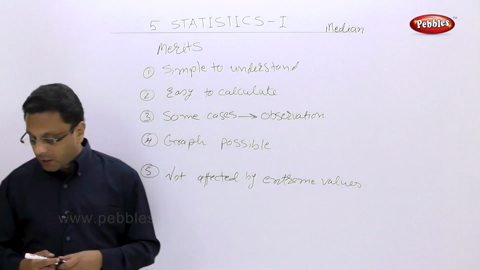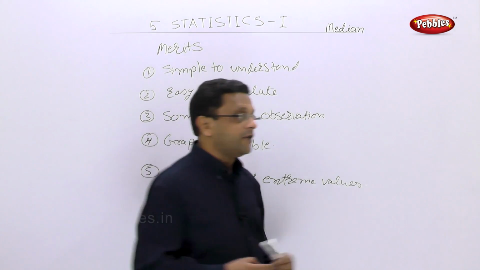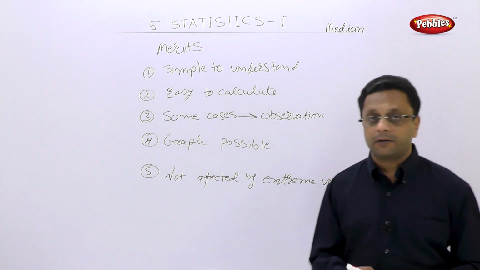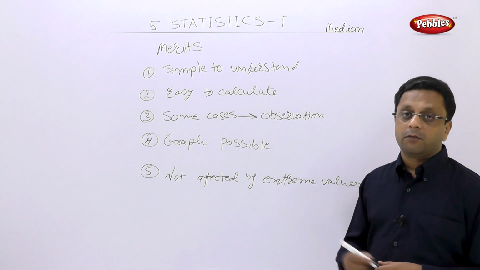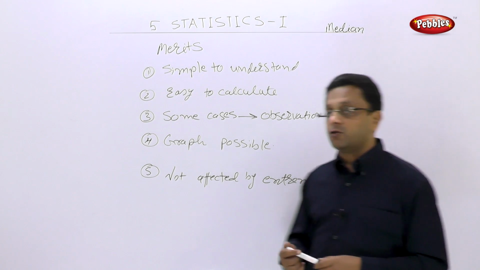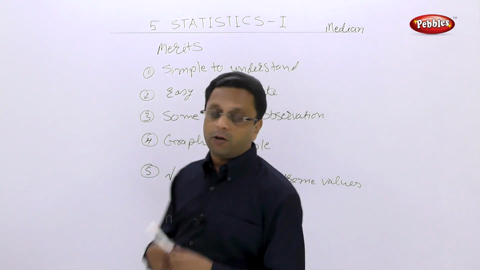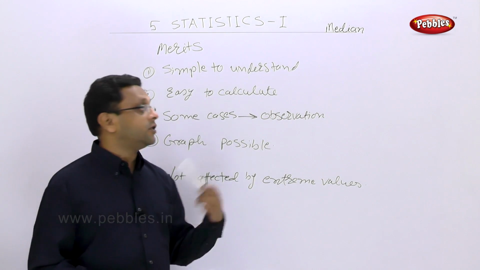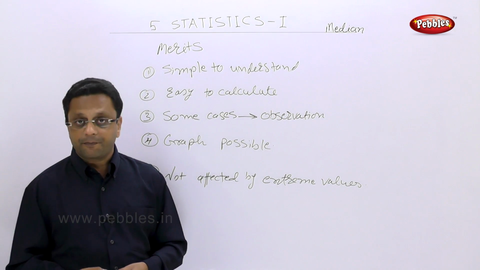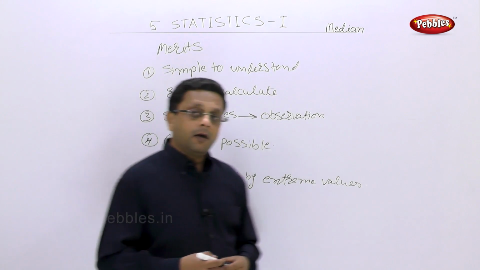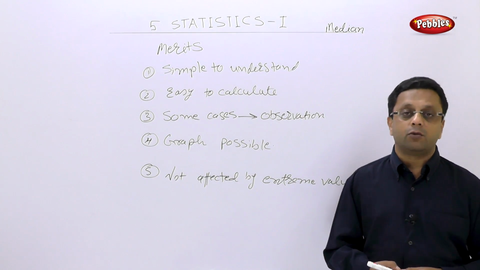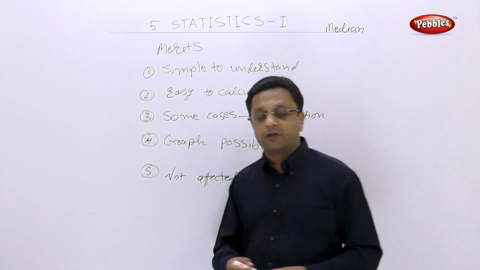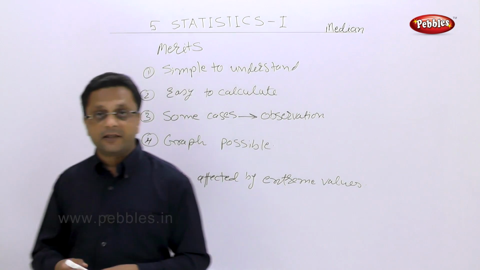Third is, it is not capable of any further mathematical treatment. In case of mean it was possible, but in case of median it is not possible. We cannot do any further mathematical treatment on this value. Okay. So these were the merits and demerits of median, and now we will move ahead to the last measure of central tendency, that is mode.